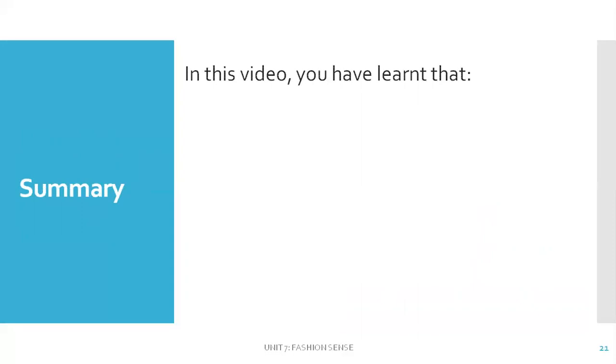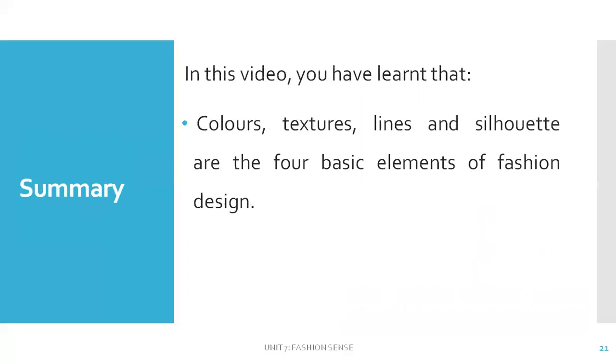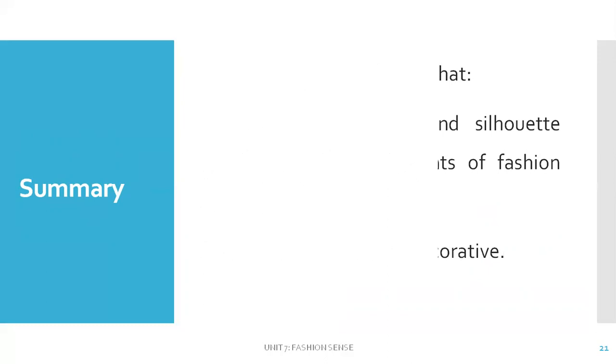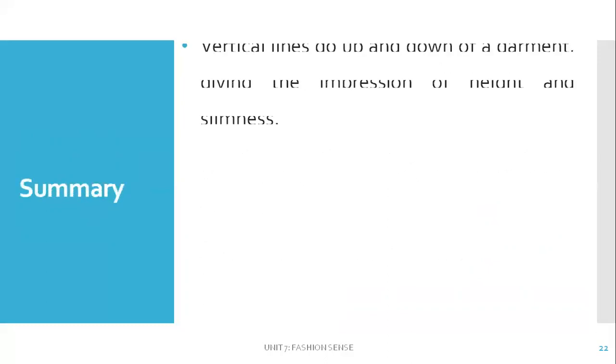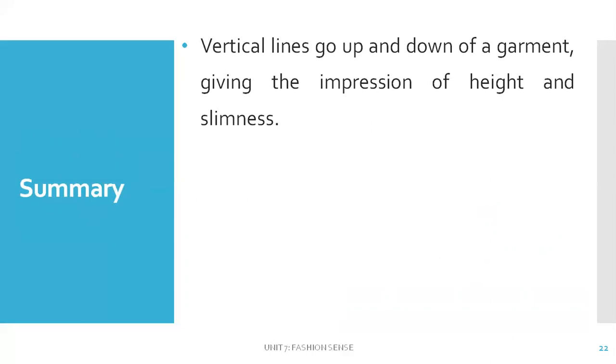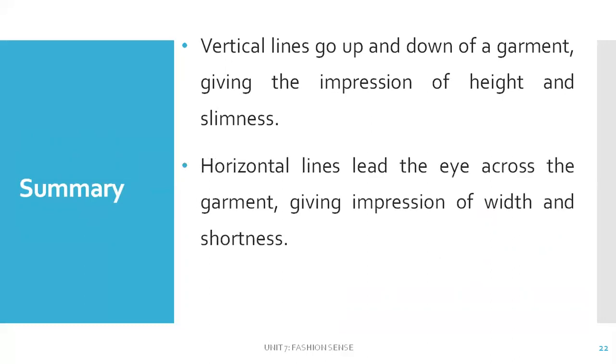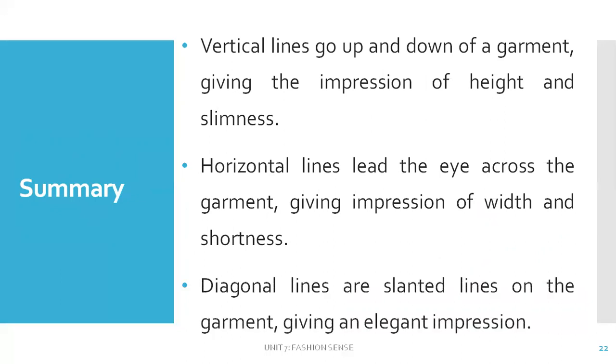Now let's see what you have learned in the video. Colors, textures, lines, and silhouette are the 4 basic elements of fashion design. Lines can be structural or decorative. Vertical lines go up and down a garment, giving the impression of height and slimness. Horizontal lines lead the eye across the garment, giving the impression of width and shortness. Diagonal lines are slanted lines on the garment, giving an elegant impression.